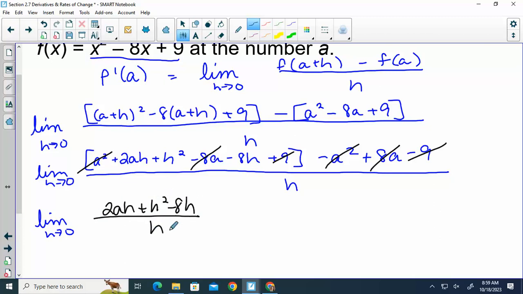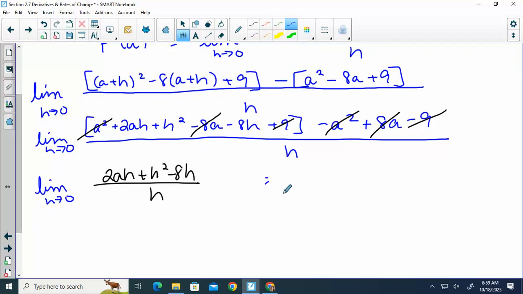Okay, when I get to this point, what do you notice? We can take an h out of everything. So that gives us 2a plus h minus 8. And now you can plug in 0 for your h, and what do you get?